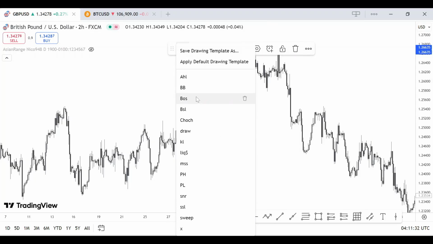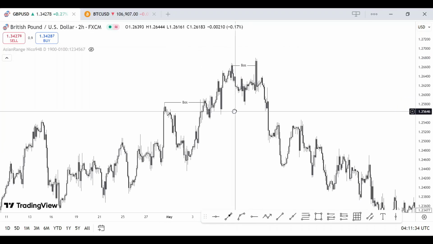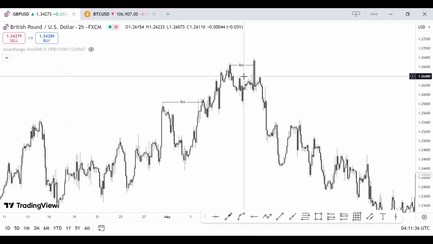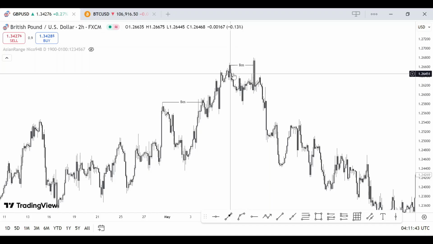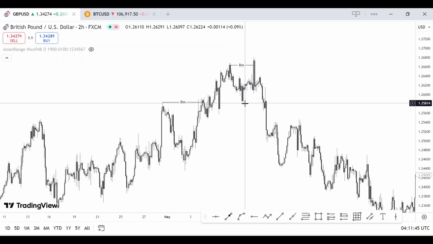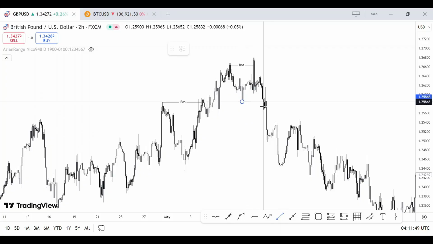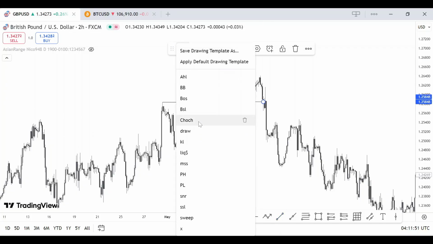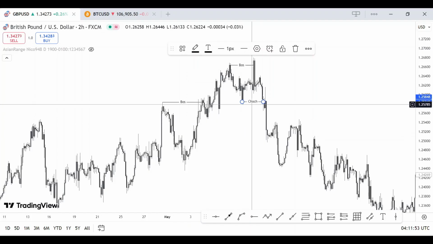So what did that tell you? Why was structure important? One, I told you it helps identify break of structure and change of character, and most importantly, reversals. You can see price broke the structure. What did price later do? It came back, broke this structure, signifying a change of character or a market structure shift.